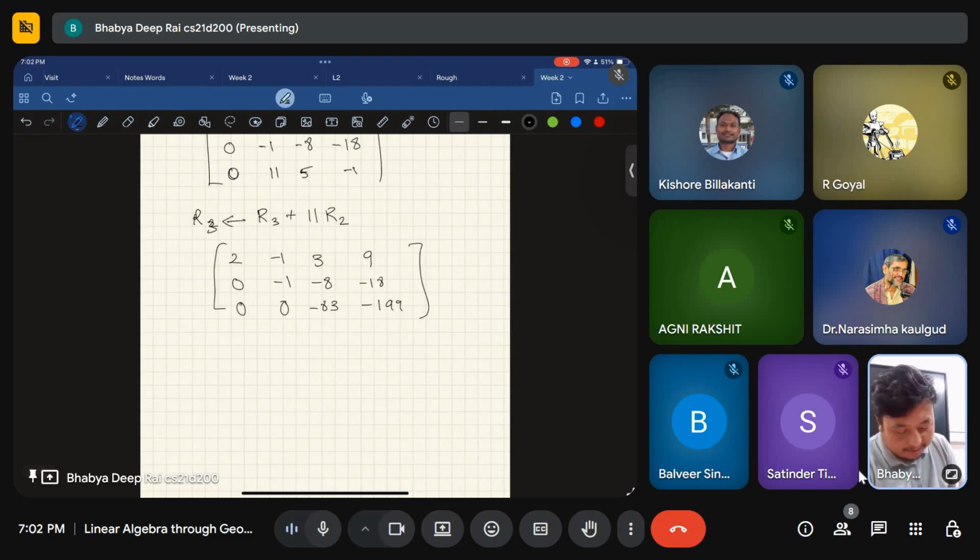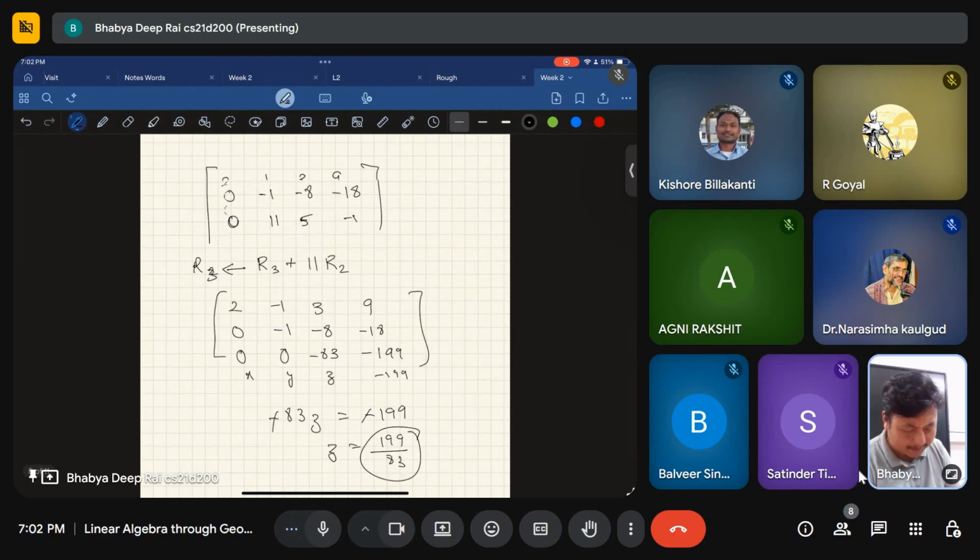Okay, so great. Now what I want to do is make this into 1. I can immediately say that since this is x, this is y, this is z, and this is minus 199, I can always say minus 83 z equals minus 199. Cancel this off. What will I get? 199 by 83. Is this even divisible? No. You'll get a decimal, right? You'll get a fraction, no?